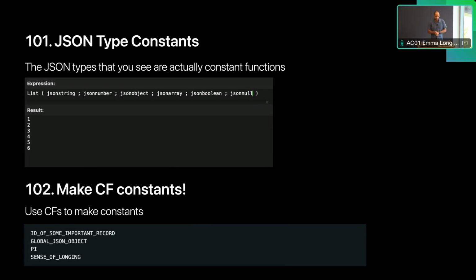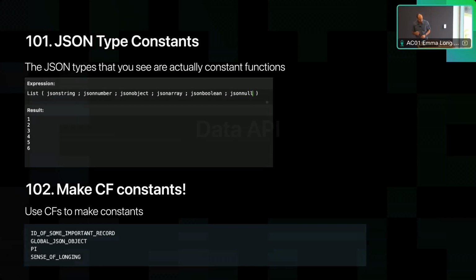JSON types are constants. Okay, so all of those things that you're seeing there, if you actually look at the values, they're just numbers. Why am I telling you that? Because you can use that technique yourself. So you can build your own constants down there that have readable names, but hold different values.